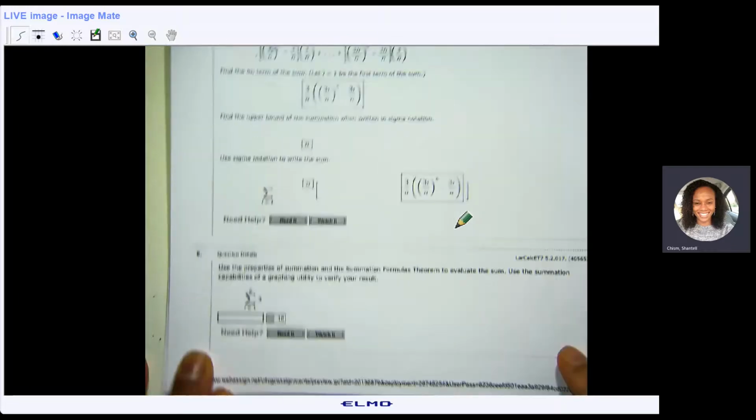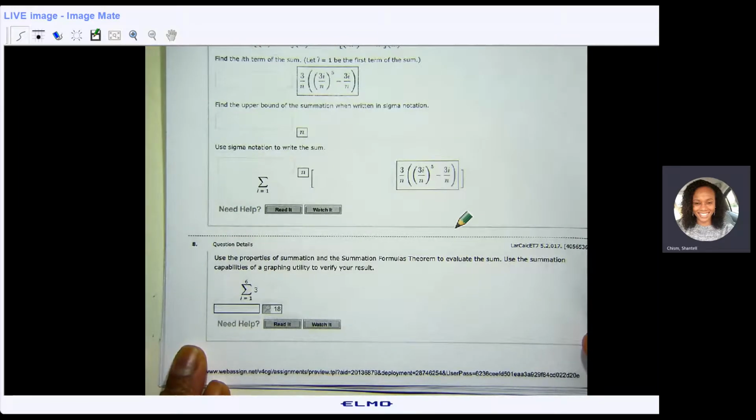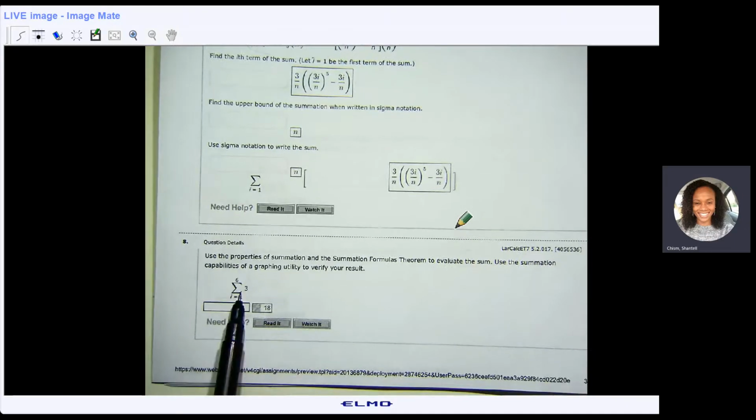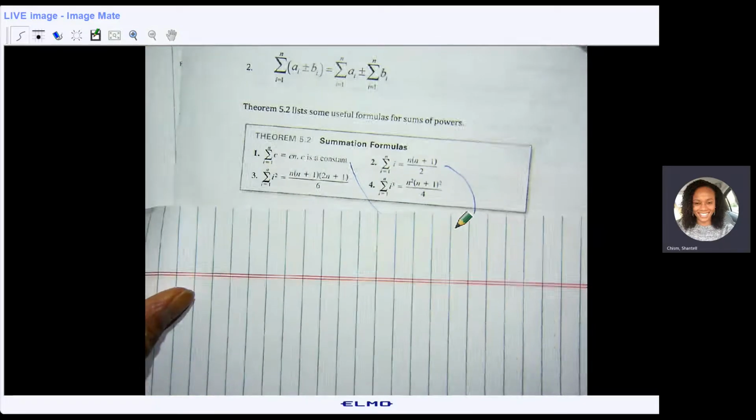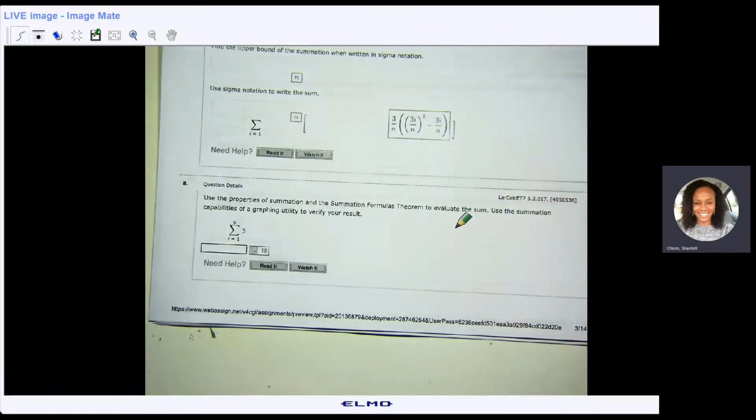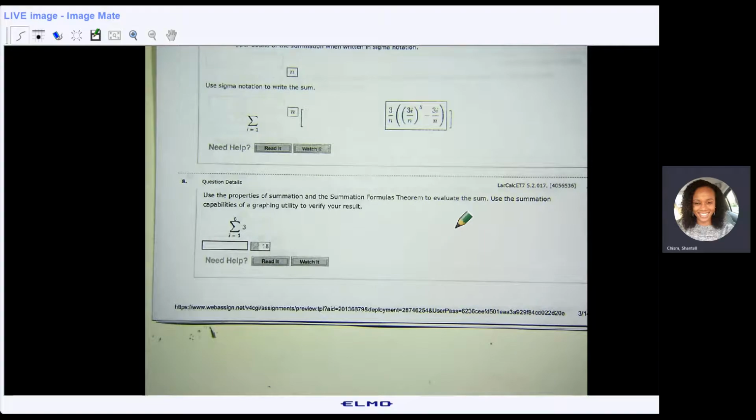Number 8 is asking us to use properties of summation and the Summation Formulas theorem to evaluate the sum. So I do want to look at a few of these. Although this is the constant one, I don't see an issue with this one at all. The formulas that I'm referring to are on page 2 on the back there. Take a look here. You've got your summation formulas. So this is what I'm going to be looking at when it's talking about using properties of summation and summation formulas. Now this one is just a constant.